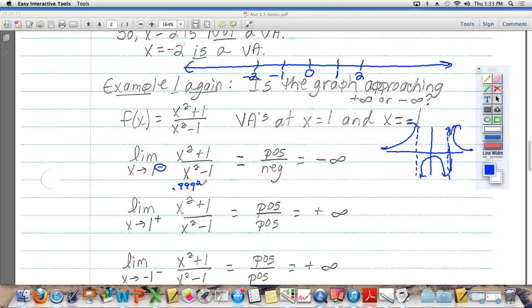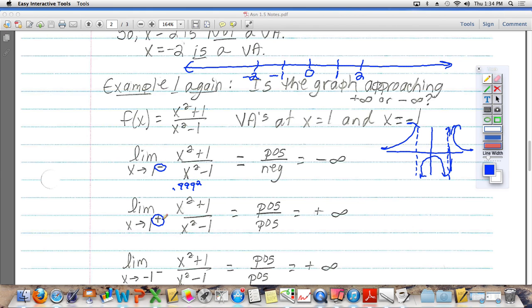You get a positive. Because we have an asymptote at 1, we already know it's going to either head toward positive infinity or negative infinity. What we just figured out is that we're always going to have a positive number when we head in from the left, divided by a negative number. What kind of infinity are we going to have? Negative, because a positive divided by a negative is a negative.